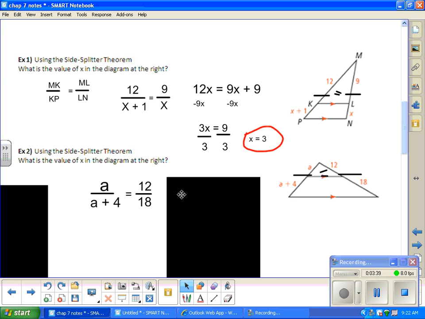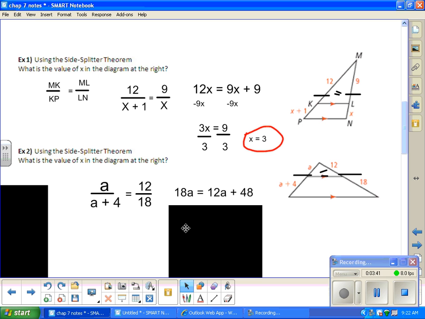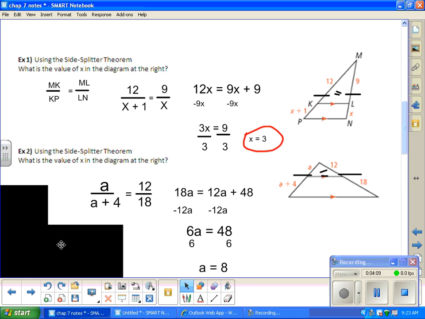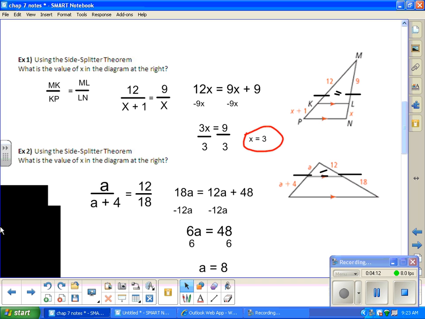So I really don't have to even think about anything except how to solve for a. So I'm going to go ahead and cross multiply, and I end up with 18a equals 12a plus 48. I'm going to have 12a plus 48 because I have to distribute the 12 to the a and to the 4. My next step is to combine like terms. So I'm going to go ahead and subtract 12a from both sides. And end up with 6a equals 48. And the last step is to divide both sides by 6. And my final answer is a equals 8. Go ahead and pause if anybody's going too fast for people.